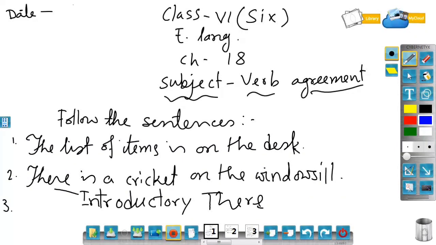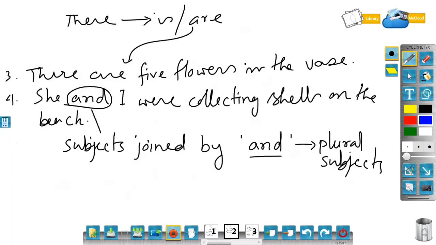the sentences. Number 1. The list of items is on the desk. Number 2. There is a cricket on the windowsill. Number 3. There are 5 flowers in the vase. 4. C and I are collecting shells on the beach. Here the subject and verb are of different kinds in the 5 sentences.